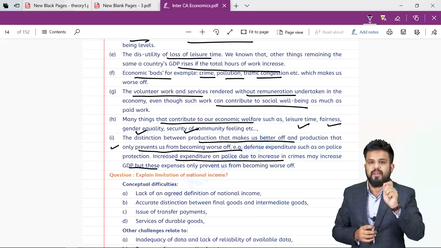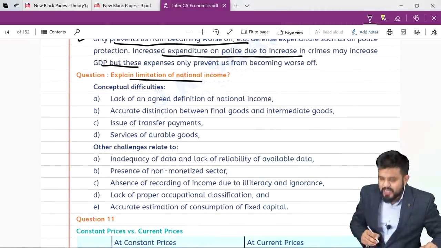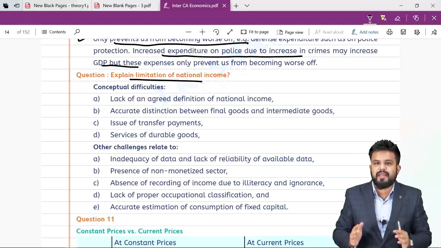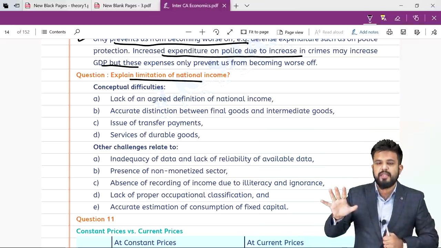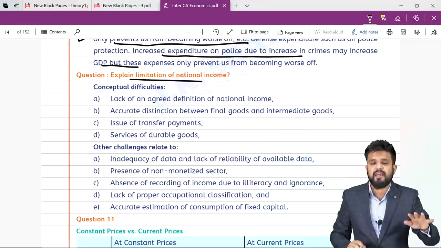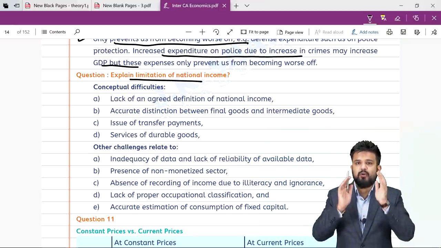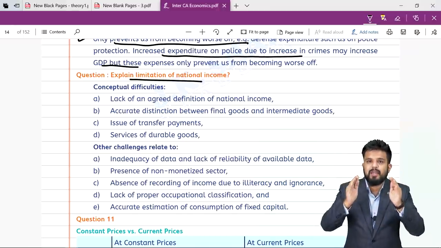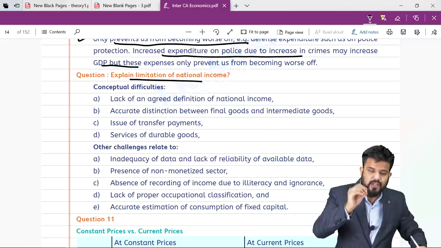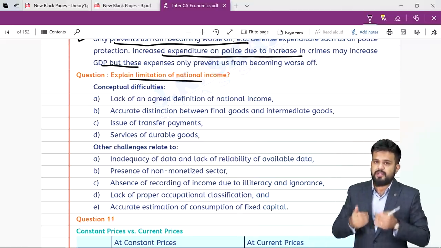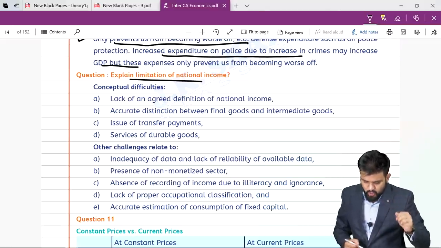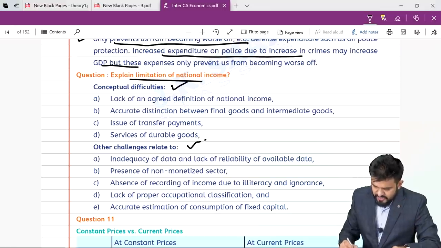This was GDP welfare. Now coming to the next question, that is limitations of national income. Now students, please understand, whatever sessions we are taking, it is purely a revision series for Inter-CA. We have already taught you in detail everything in live Zoom lectures. So my only request would be, it will be really important that you should have attended those live lectures, and then you need to see these lectures, then things become very easy for you. Quickly you will understand. So going ahead, two types of difficulties, conceptual difficulties and other challenges.